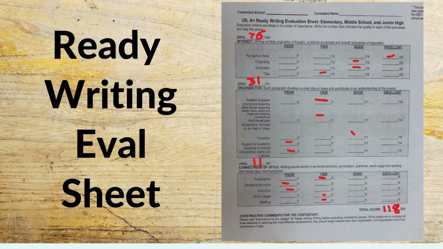Ready writing has a rubric on the evaluation sheet. Interest counts for 50%, organization for 35%, and correctness of style for 15%. Students can earn a maximum of 200 points. Please make sure to provide constructive comments. Include highlights of the paper and areas they can improve upon.